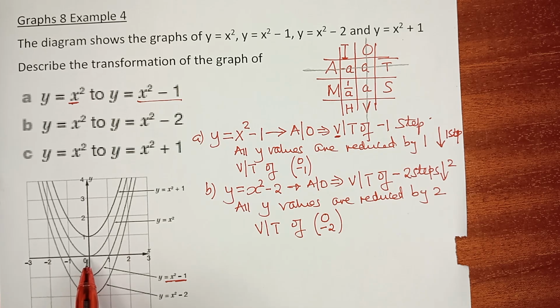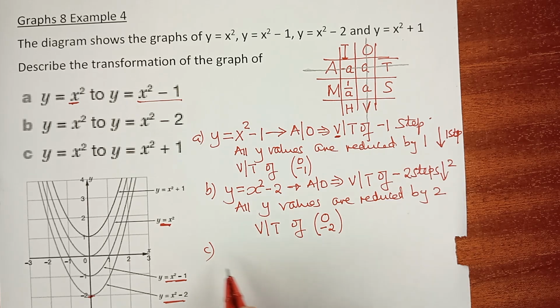This is the graph from 0, 0 of the original graph of y equals x squared. Then x remains 0, but y is reduced by 2, giving 0, -2. This is the graph we are talking about, y equals x squared minus 2, which passes through 0, -2. Let us go to part C.